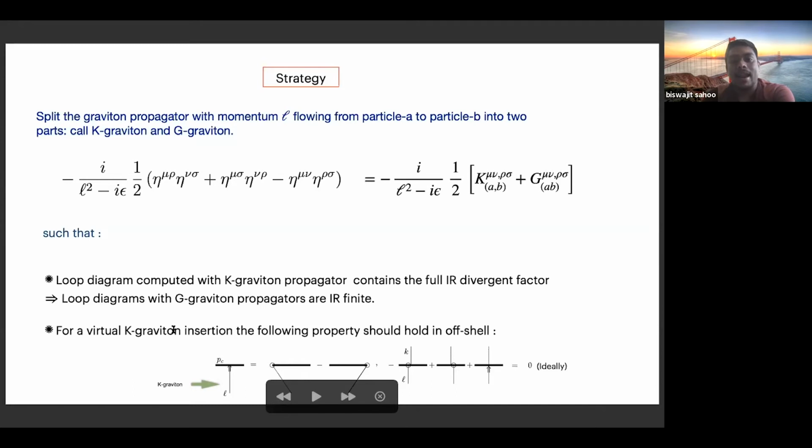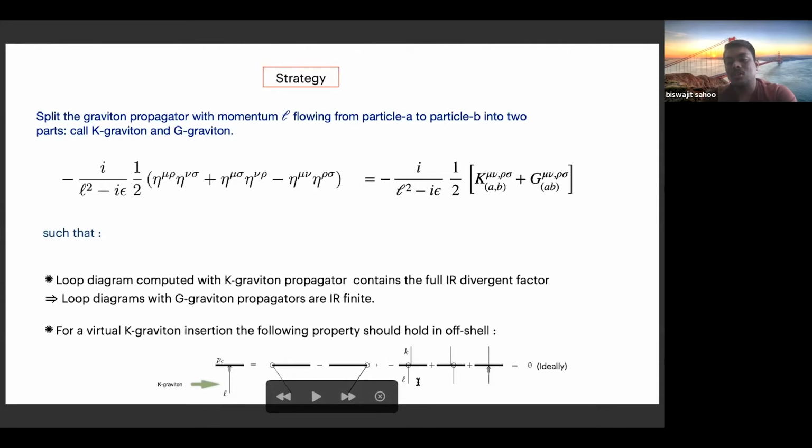Another thing is that, so that this Ward identity kind of relation is valid, we choose the virtual K graviton to be like a pure gauge kind of thing. So it will be proportional to the L momentum of this graviton, such that if we insert this graviton into a scalar line, we can write it in terms of two diagrams where this K graviton is connected to the extreme left and the extreme right.